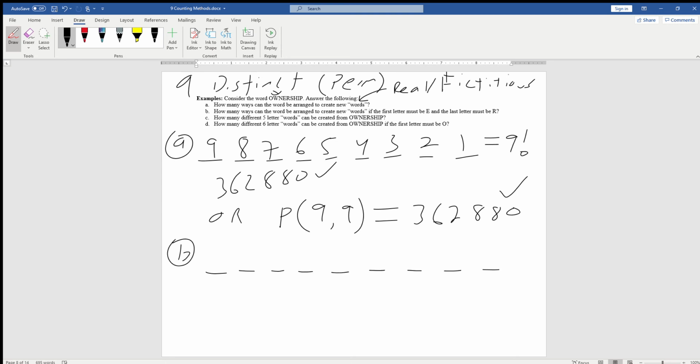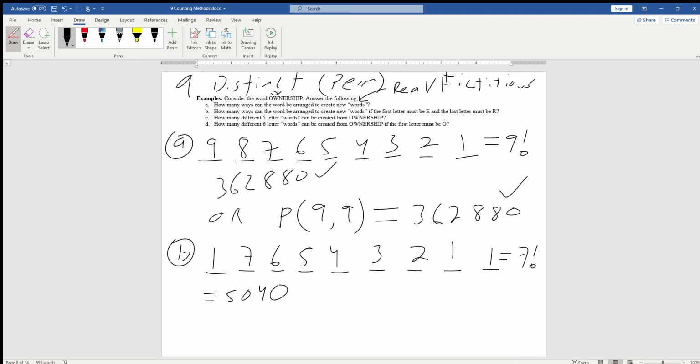Now the first letter must be an E. There's 1 way to create an E. The last letter must be an R. 1 way to create an R. And then finally in the middle, now we've picked 2 of the 9 letters, so there are 7, 6, 5, 4, 3, 2, 1. Or in other words, that could be 7 factorial. All right? I'm going to compute this, and I end up with 5,040.